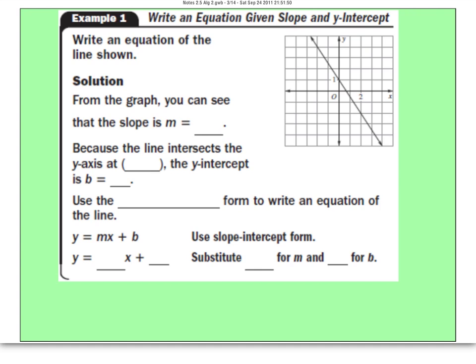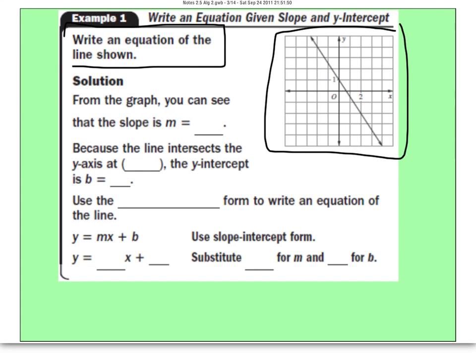So what if they just give us this graph here at the right, and they say to write the equation of the line shown? Well, an equation of a line is just y equals mx plus b. And that's all they've given us. But you know what? I can look at the graph and read the y-intercept. The y-intercept means where does it cross the y-axis? Well, it crosses at 1. So from this graph, I know b equals 1.